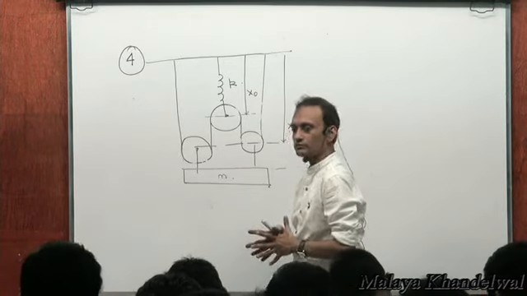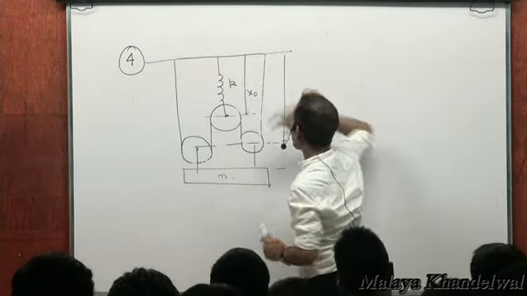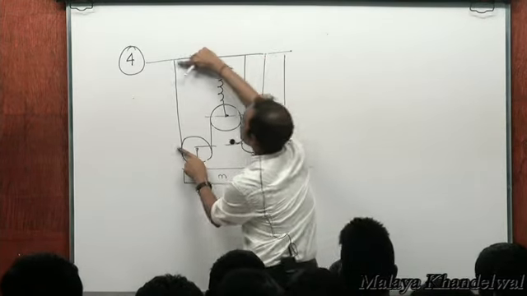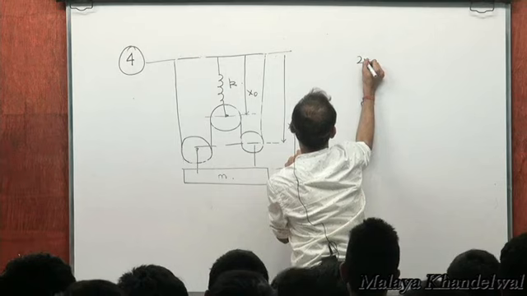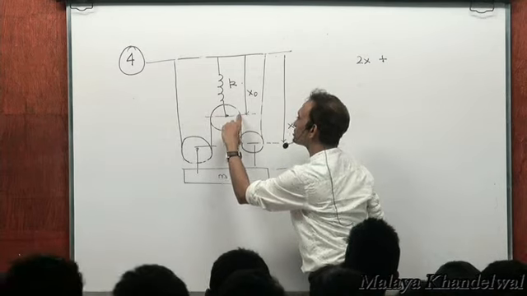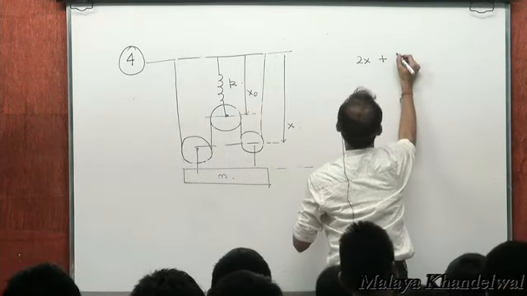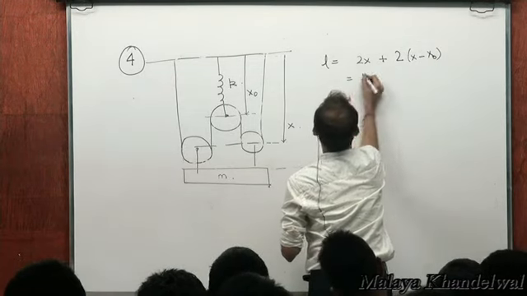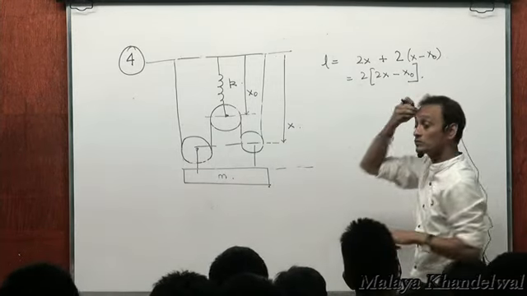No matter what, the total string length must be constant, right? This length is x. This is also x. So this plus this is how much? 2x string length, plus this is x, this is x naught. So this is x minus x naught plus x minus x naught. That makes it twice x minus x naught. Total string length, which is 2x plus 2 times x minus x naught. Right?